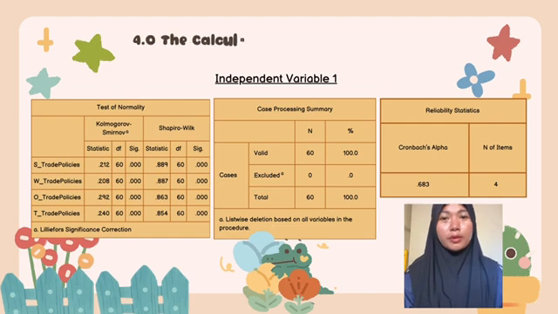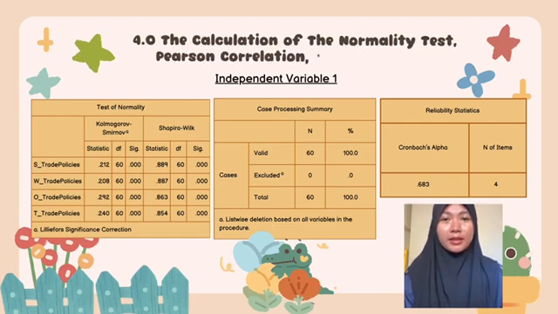For independent variable 1, both the Kolmogorov-Smirnov and Shapiro-Wilk tests indicated that all 4 items, S trade policies, W trade policies, O trade policies, and T trade policies, significantly deviate from normality with p-values less than 0.05. Regarding reliability, the Cronbach alpha for the scale consisting of 4 items was 0.683, indicating moderate internal consistency but not a high level of reliability.